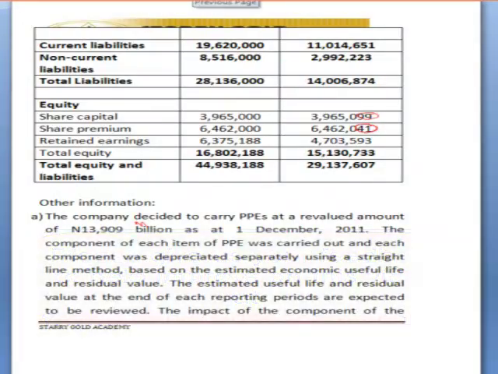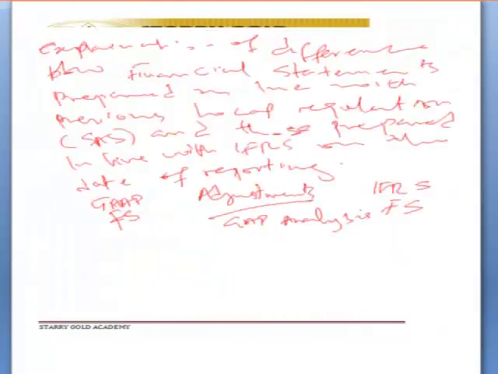Now let's quickly go to our calculations. Now we want to prepare a reconciliation statement. The first thing you are going to do in this kind of question is to set your format.